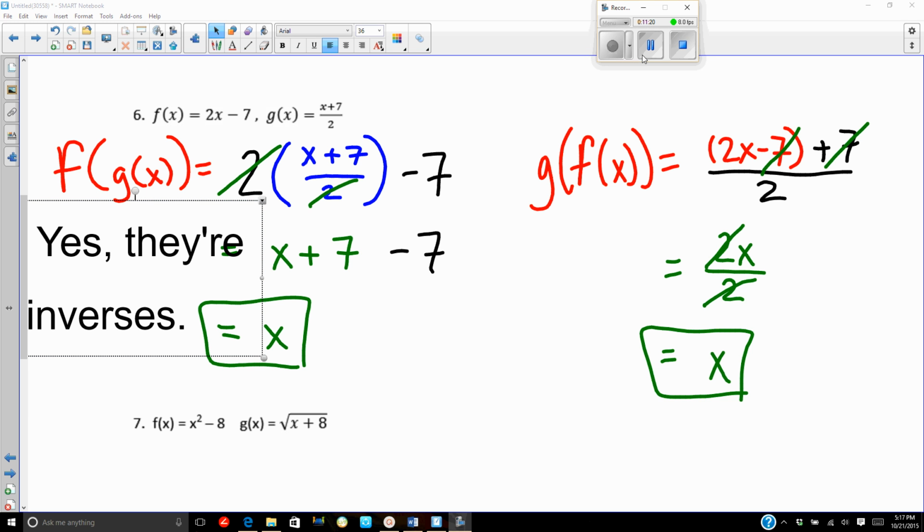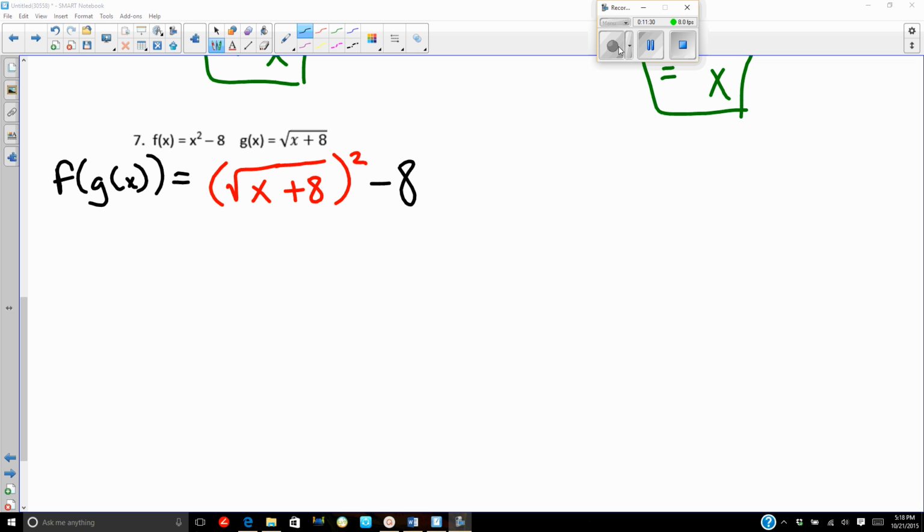All right, last one is number 7. There's only one like this, but there is one like this on your assignment. So I'm going to do this one mostly straight from the beginning. So here's the start for number 7. And as you can see, I've just inserted the square root of 8. I've just inserted it in for this x right here.